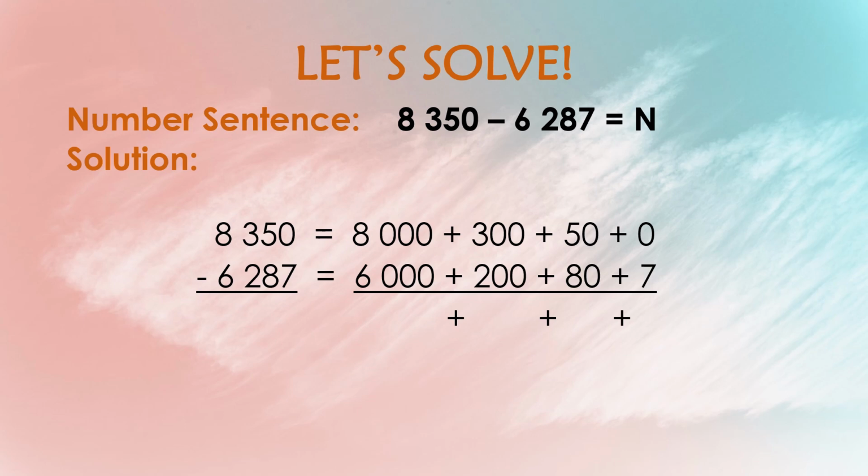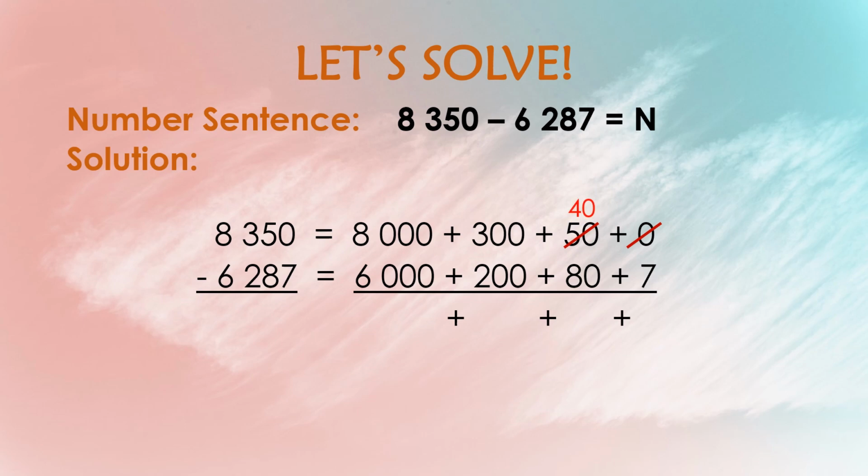For the solution, we can write or express the numbers in their expanded form. Then, subtract the numbers from ones place up to the highest place. So we start with 0 minus 7. 0 minus 7 cannot be since 7 is larger than 0. So what we do next is we borrow from the next place.